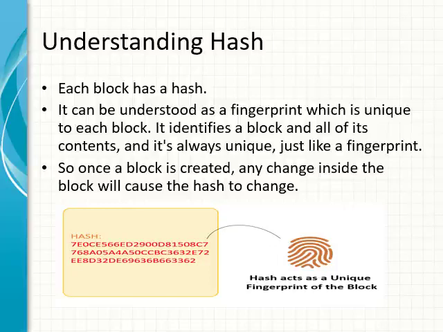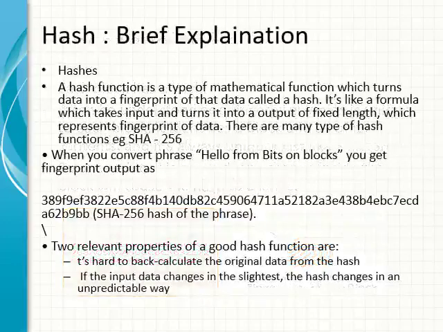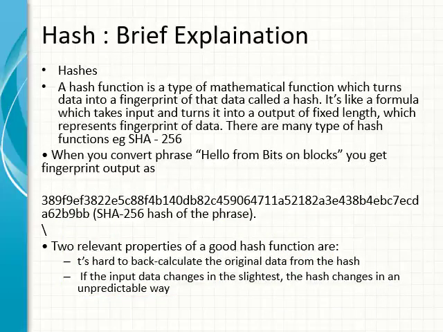If we give input to a hash function, which is like a mathematical function, it will convert the input data into the hash, and after converting that data into the hash, it is difficult to reconstruct the original input from the hash. So hash is a type of mathematical function which turns data into the fingerprint of that data, called the hash. It is like a formula which takes the input and turns it into an output of fixed length which represents the fingerprint of the data.